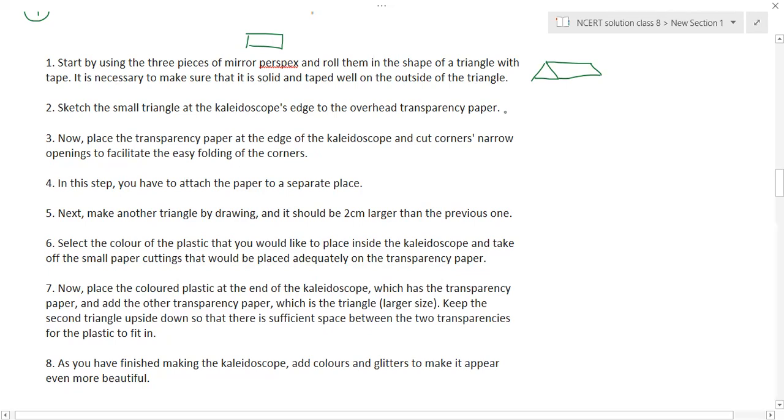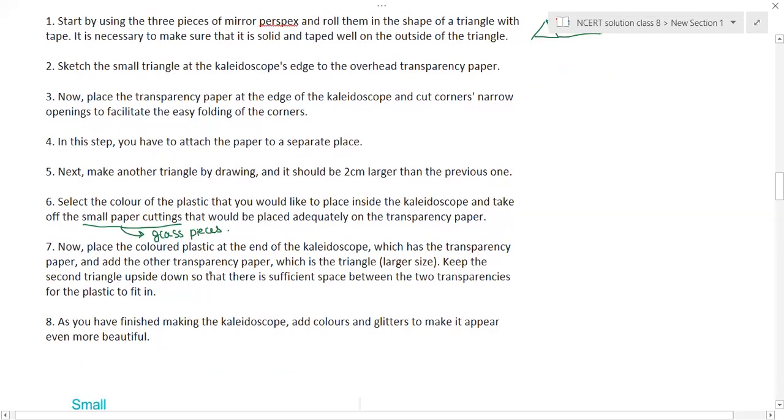Now select the color of the plastic that you would like to place inside the kaleidoscope, and take off small paper cuttings. Paper cuttings can also be replaced by glass pieces, broken bangles and such pieces. You should be able to use that to get all the kinds of images that you want. Now, bacho, dekho, you have a triangle like this. You can enclose it in a cardboard like this.